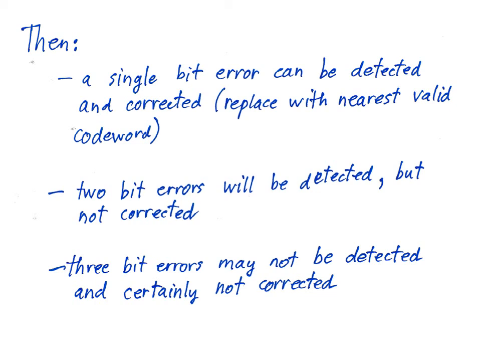And 3-bit errors cannot be detected because it appears to be a correct code word. So we cannot detect it, therefore we cannot correct it. But of course, 3-bit errors are much less likely to occur than 2-bit errors, and they are themselves much less likely to occur than a single-bit error. So we hope that most of the time we'll be able to have a single-bit error that is detected and corrected.